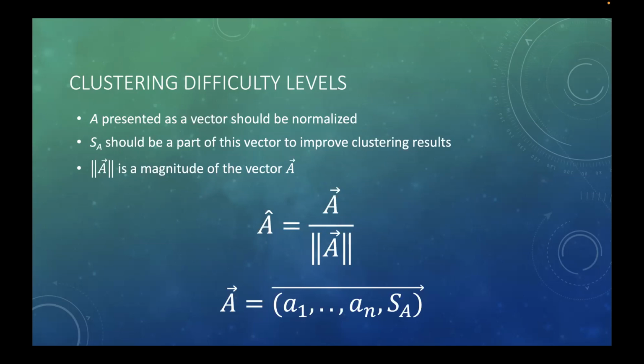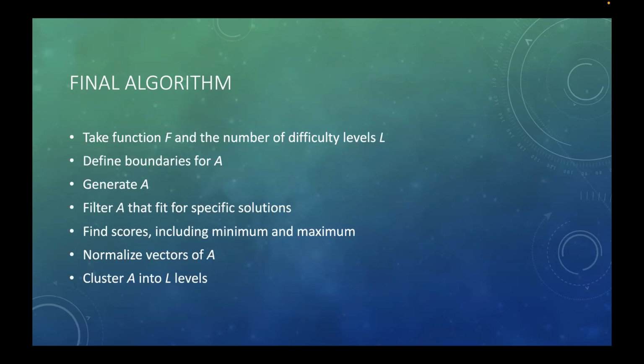Thus, to implement the whole algorithm, the following steps should be performed. Take function and the number of difficulty levels as an input. Define boundaries for set values and generate sets. Filter sets that should fit for specific solutions. Calculate scores of sets, including minimum and maximum values, and normalize vectors of sets. Pass these vectors to clustering model.